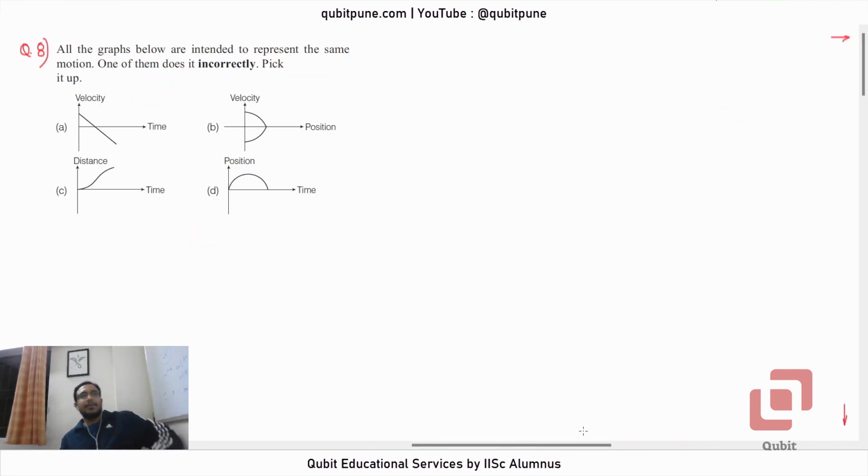Similar one. Question 8. All the graphs below are intended to represent the same motion. One of them does it incorrectly. Pick it up. Let's first take a look at all the curves. Option A is velocity time. Option B is velocity against position. Option C is distance time. And option D is position against time.